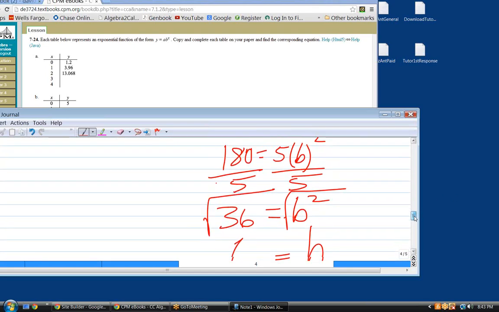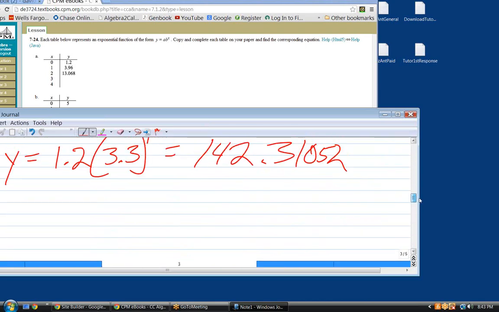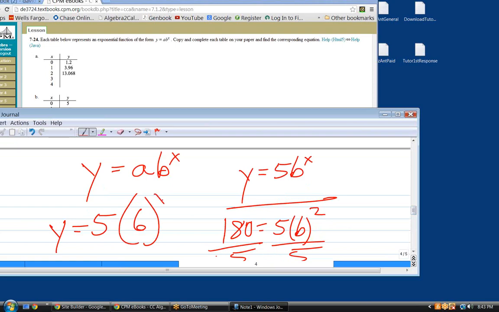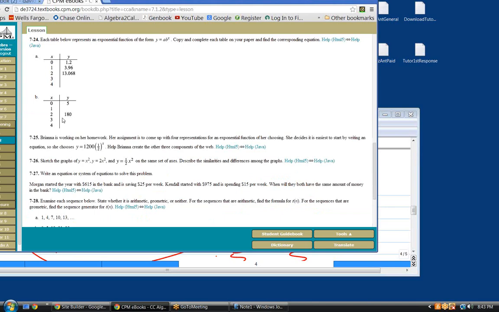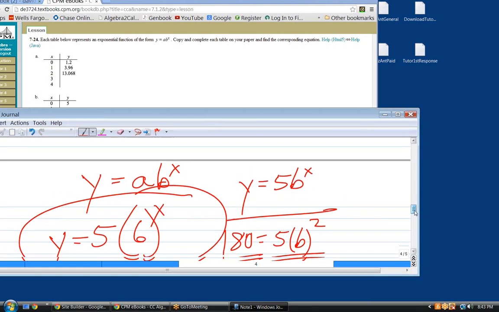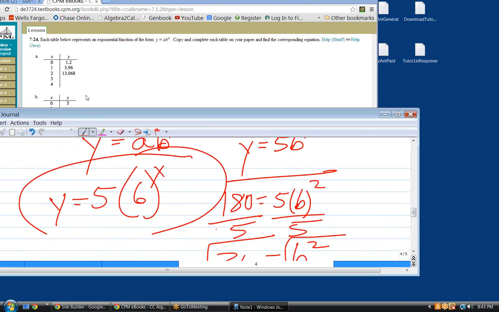Okay. So now I have b and I have a. So I know my exact equation. y equals 5 times 6 to the x power. That's my specific equation for this table, for that set of numbers. Notice that it all depends on the set of numbers you have. I have a different equation for this table up here.